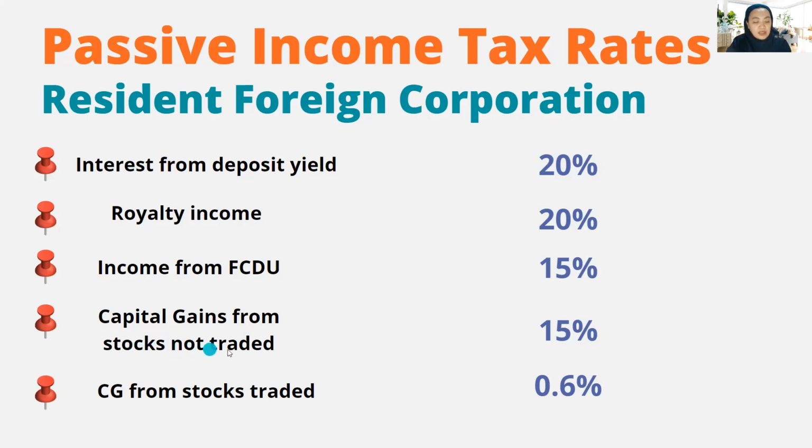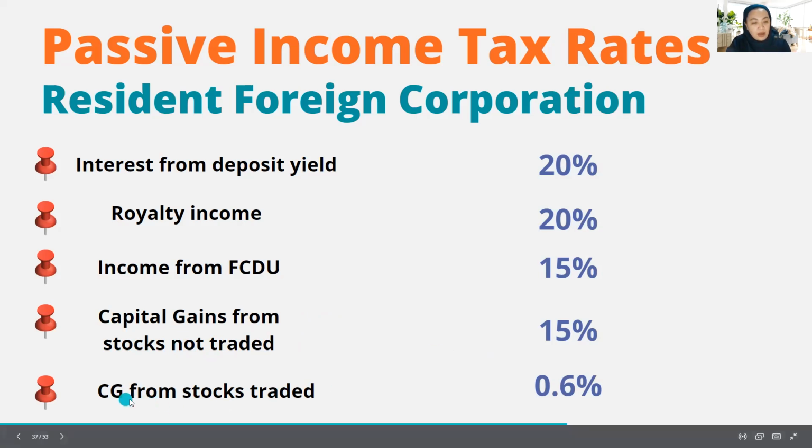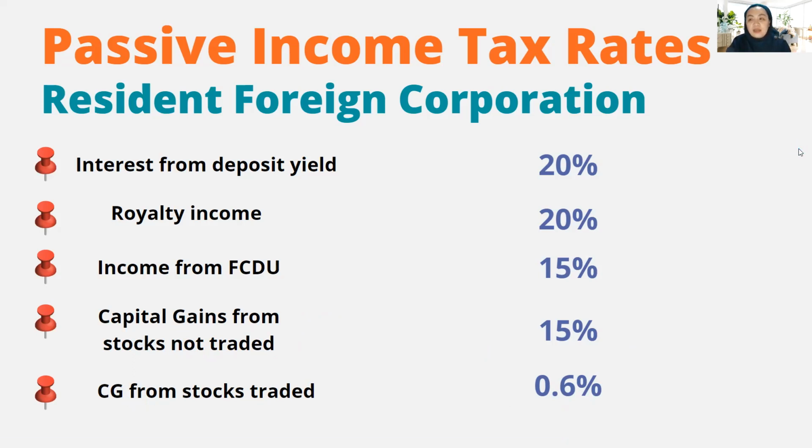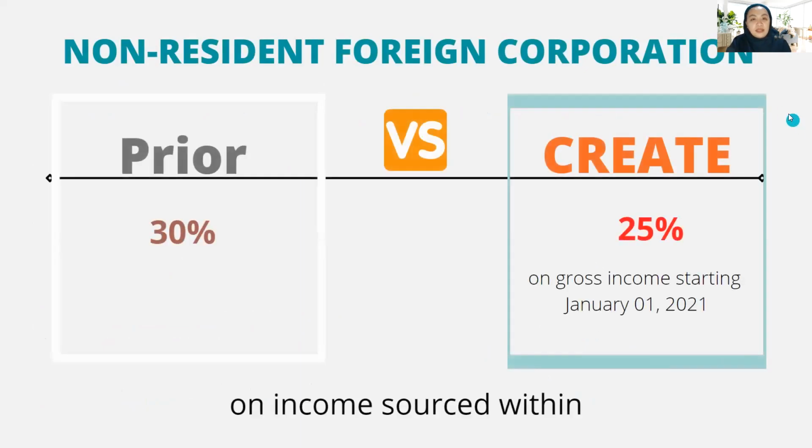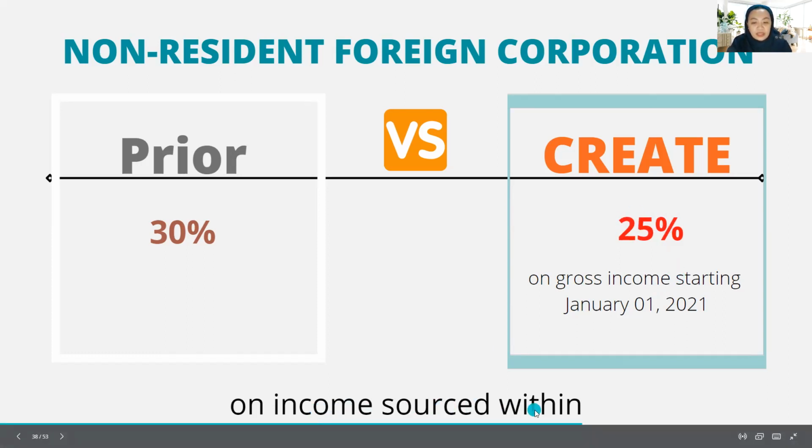For capital gains from stocks not traded, the mechanism here, class, is just the same as your individual income tax. For stocks that are traded, it's 0.6%. Okay. So those are passive income tax rates. Now, let us go to non-resident foreign corporation. So, as I said, 30%, 25%, similar to the DC and the RFC. The only difference is the tax base, gross income, because as I said, they don't really operate in the Philippines. They don't earn income from regular operations. Most of their income is subject to final withholding taxes, 25%. Tax source is within only.